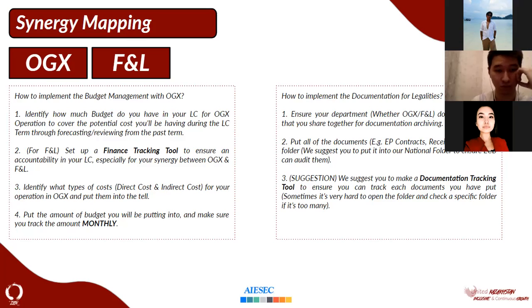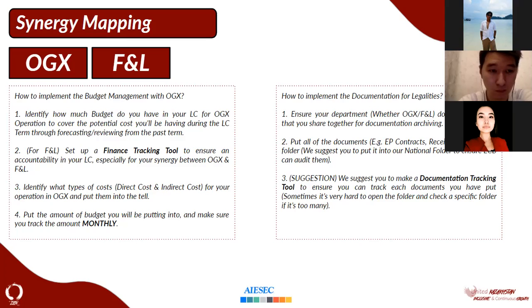Second for FNL, set up a finance tracking tool to ensure accountability in your LC, especially for your synergy between OGX and FNL. Thirdly, identify what type of cost, maybe direct cost or indirect cost, you have for your operation in OGX, and put them into the file. And fourthly, put in the amount of the budget you will be using, and make sure you track the amount monthly.